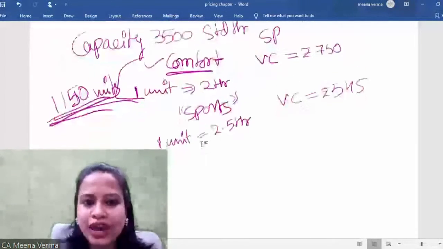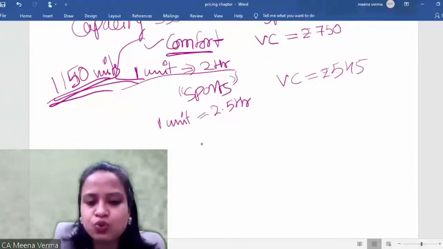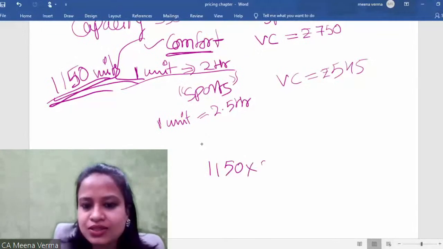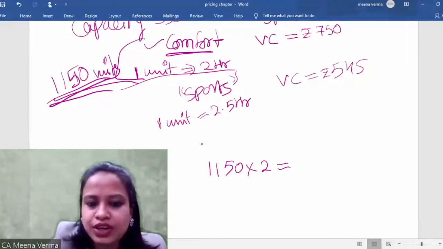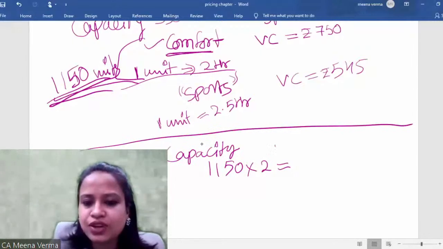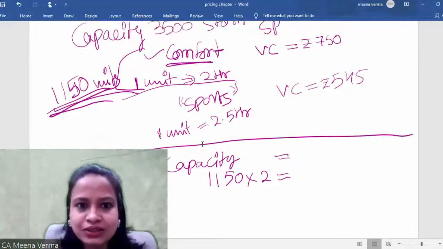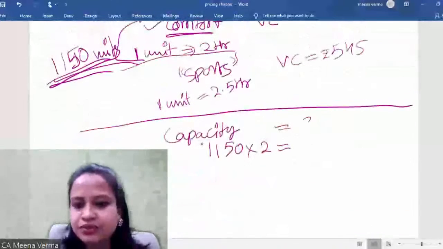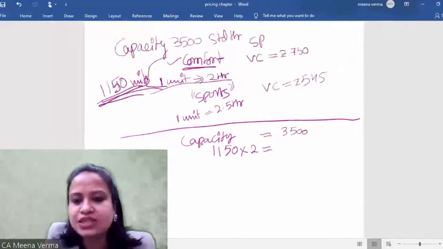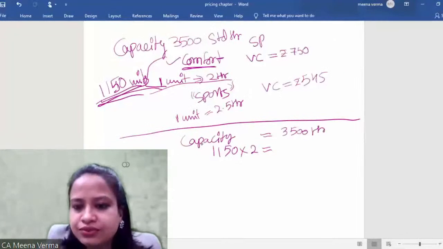You know that for one unit, you need 2 hours. So for 1150 units, you need how many hours? And what is your capacity? Your capacity is 3500 hours. This is the capacity which you have.